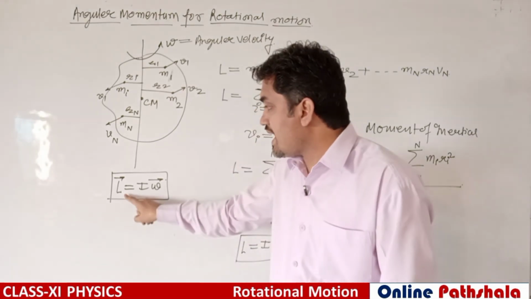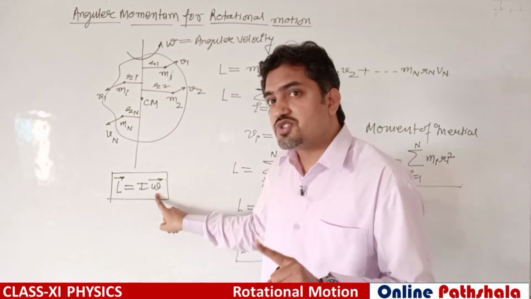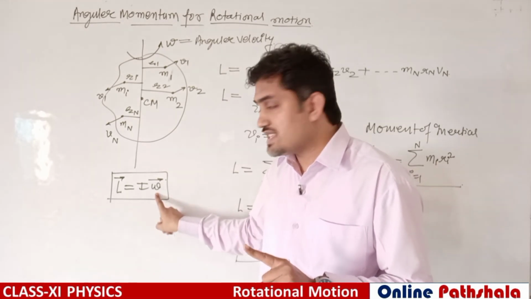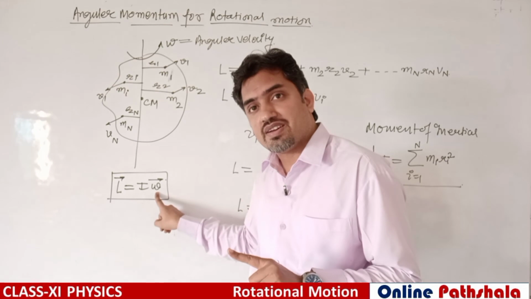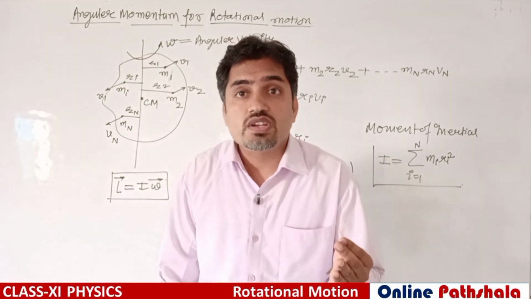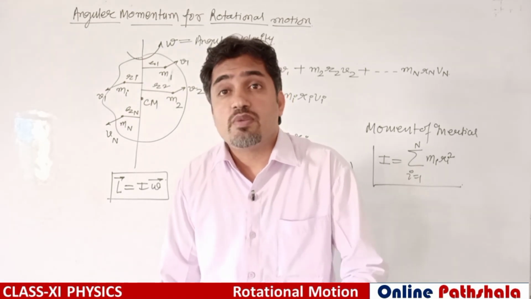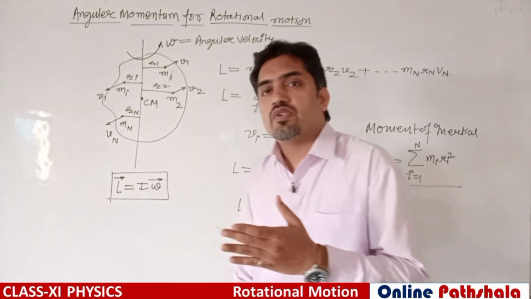So L vector is equal to I into omega vector, as P vector is equal to mass into velocity vector. At the place of mass we have to use I, at the place of velocity we have to use omega. So we can find angular momentum. It is a very easy formula.